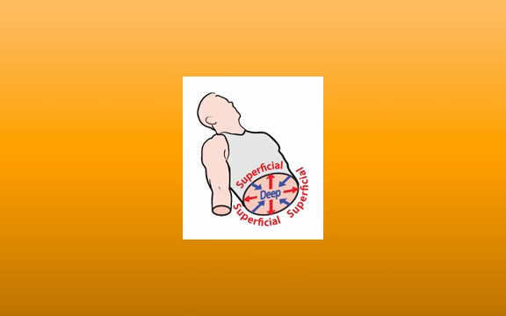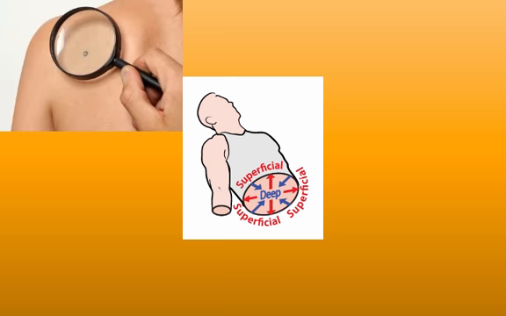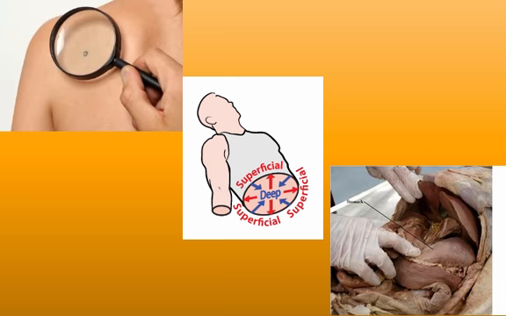Superficial, another term, means on the surface or closer to the surface or toward the external structures of the body. Deep means below the surface or toward the internal structures of the body. For example, a mole on the skin is a superficial structure, whereas the stomach is a deep structure of the body.